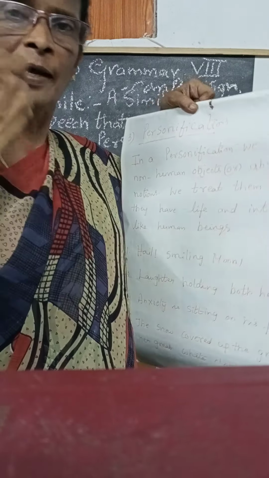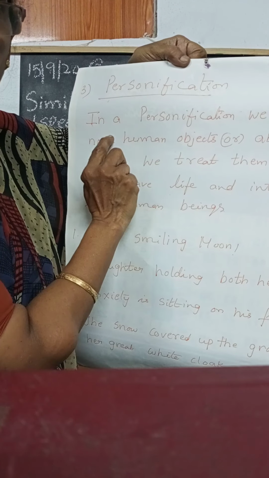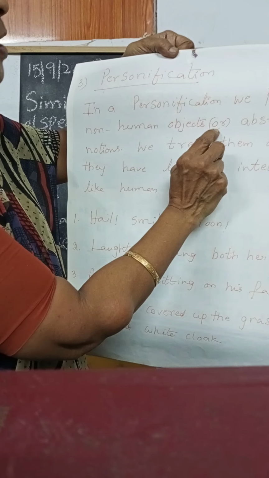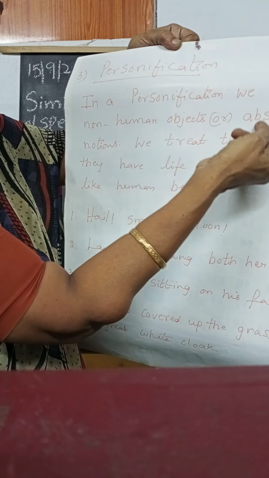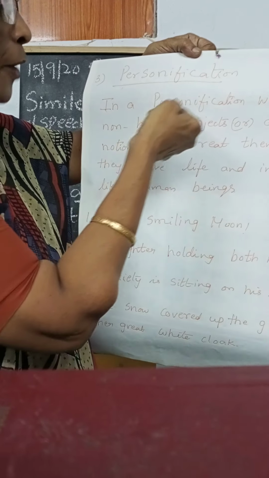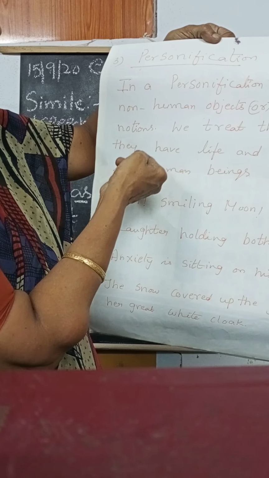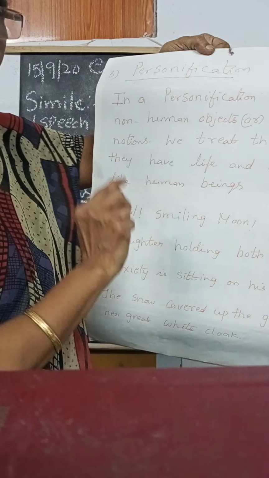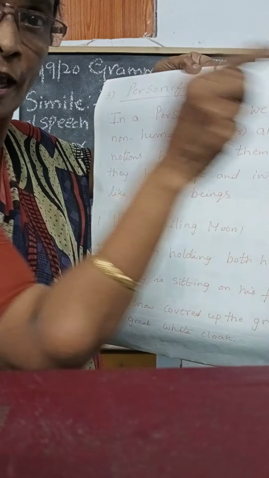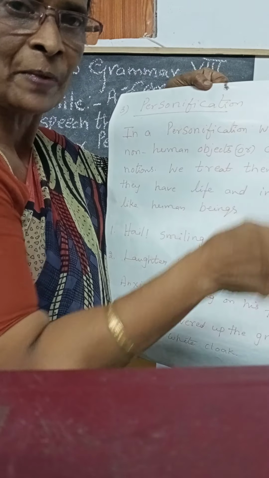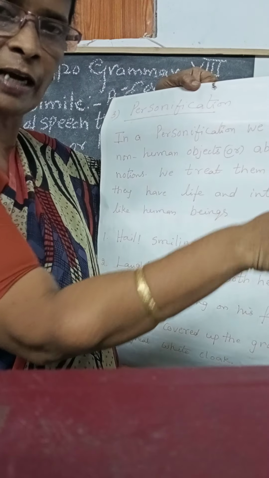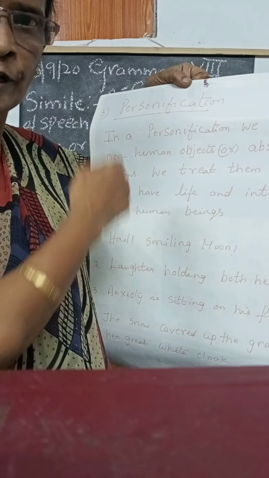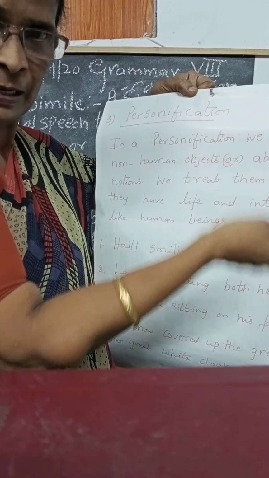In personification, we personify non-human objects or abstract notions. We treat abstract nouns or non-human beings as if they are human beings. We have to think they are human beings. As if means though they are human beings. We have to feel like that, think like that, treat like that. Why? Because we are describing them as persons.